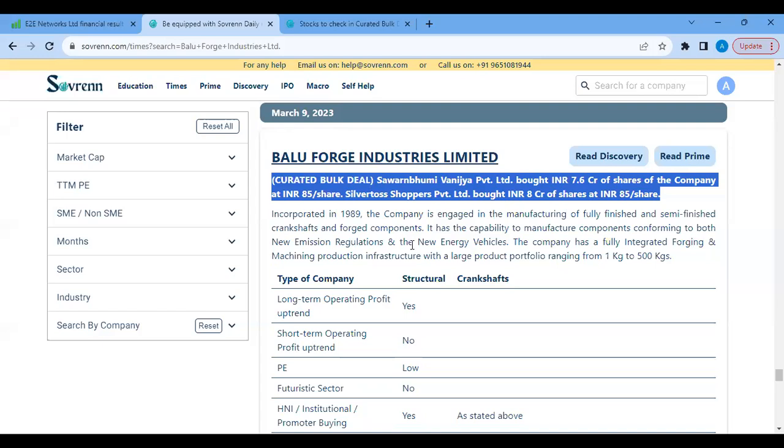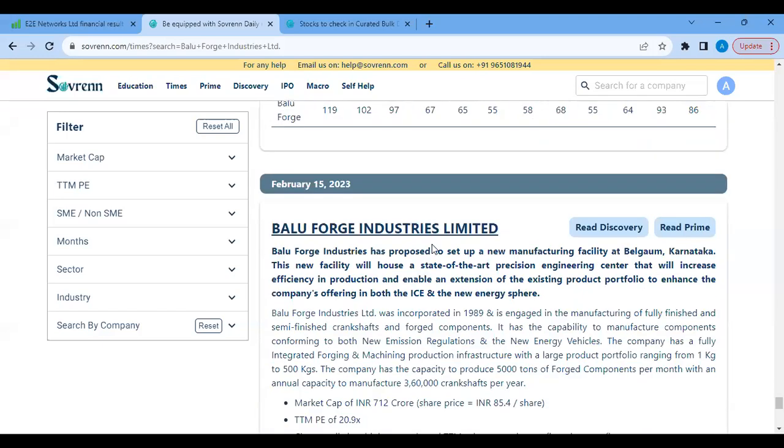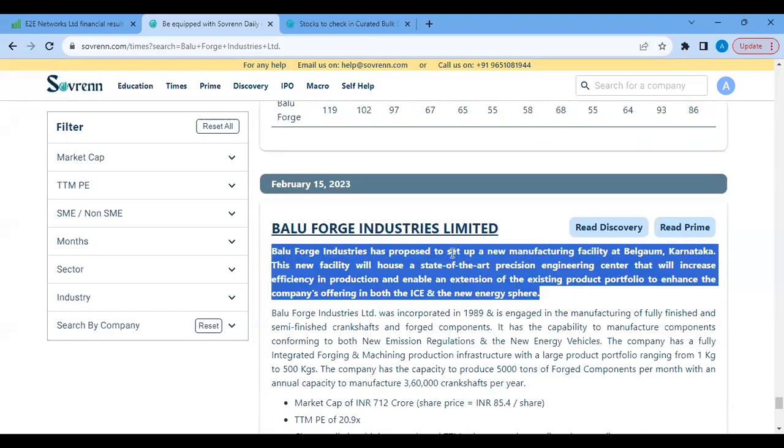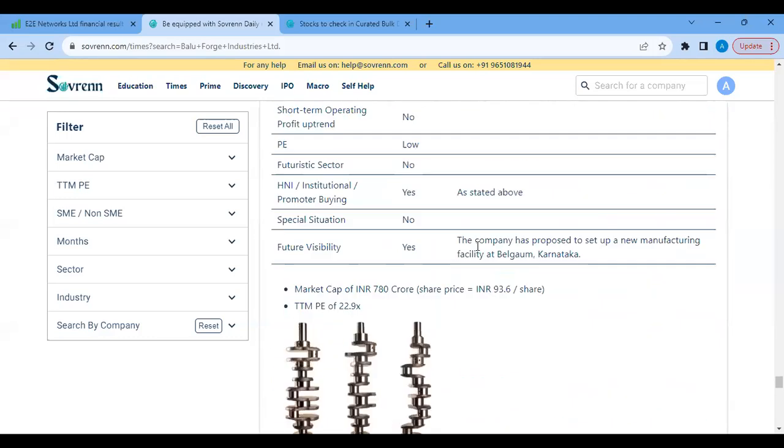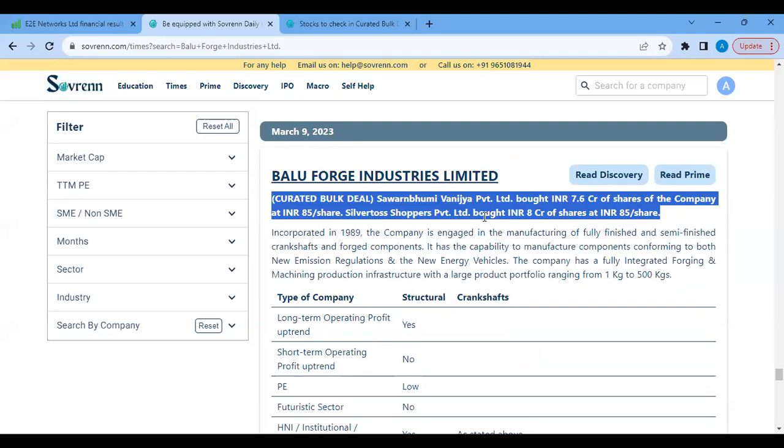Because Balu Forge was about to set up a new manufacturing facility. We know the answer, that Balu Forge was about to set up a new manufacturing facility. That's why this buying happened.